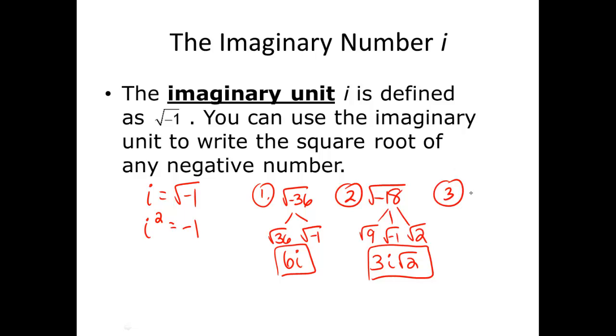Alright, let's do one more. Let's say the square root of -48. And our factors here, 16, -1, and 3. The square root of 16 is 4. The square root of -1 is i. The square root of 3 cannot be simplified. Alright, so a few examples of how we're going to use i to simplify our radicals.